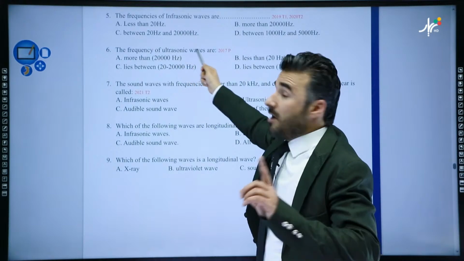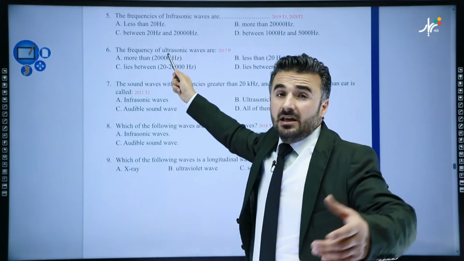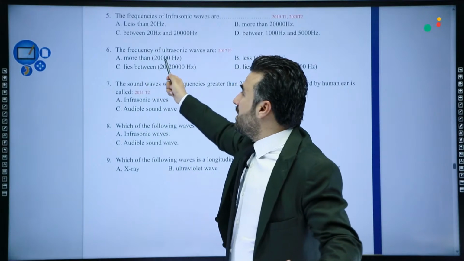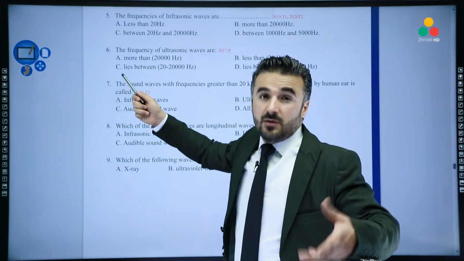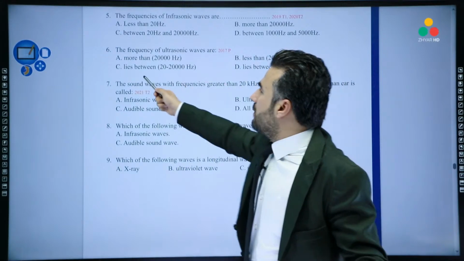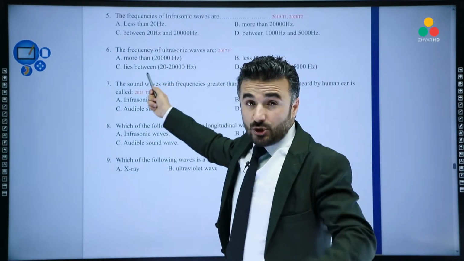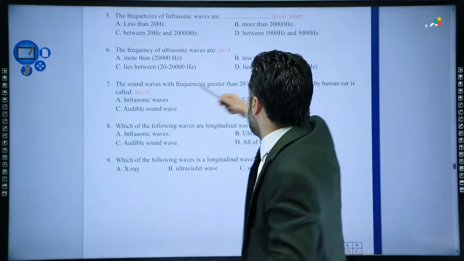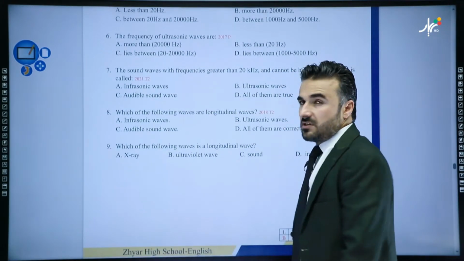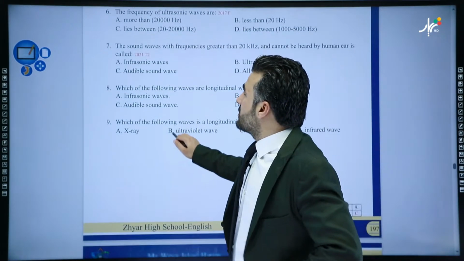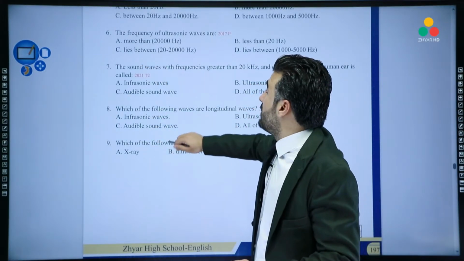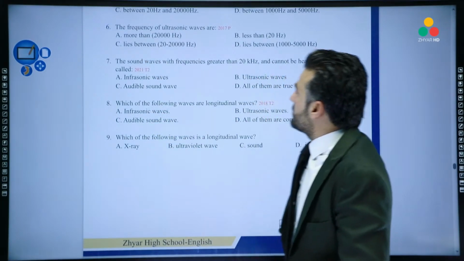The frequency of ultrasonic waves. Ultrasonic, that was the highest among the three types, yeah? So of course it is more than 20,000 hertz. You can say more than 20, that is also correct. Less than 20 hertz is infrasonic, and 20 to 20,000 hertz is audible. And lies between 1,000 to 5,000 hertz, that is incorrect as well. So the correct option would be more than 20,000 hertz for ultrasonic.